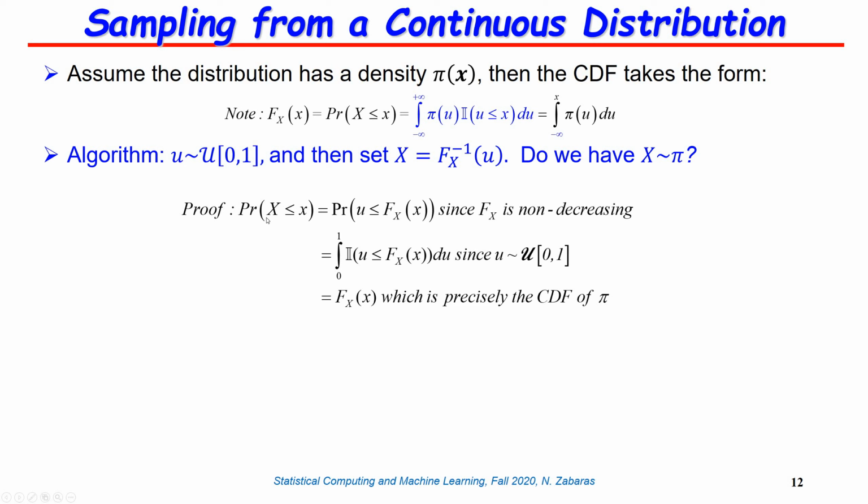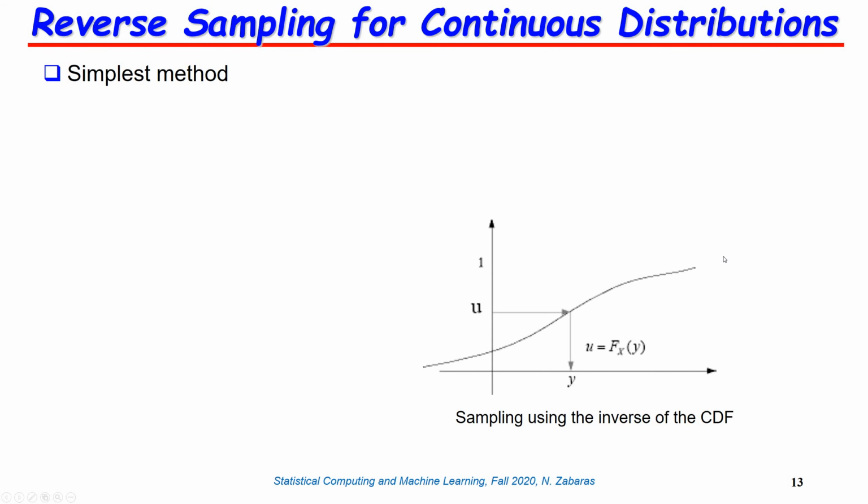So effectively, we have proven that the probability of capital X being less or equal to x is the true CDF of pi. So the sample X that we generated is a sample coming from the distribution of interest. So here is how the algorithm looks. Literally, a trivial schematic here. This is your CDF. You sample u from 0 to 1. You invert the CDF, you get a value y, and then you set your sample x equal to y, and that's a sample from the underlying distribution that has CDF, this capital F.